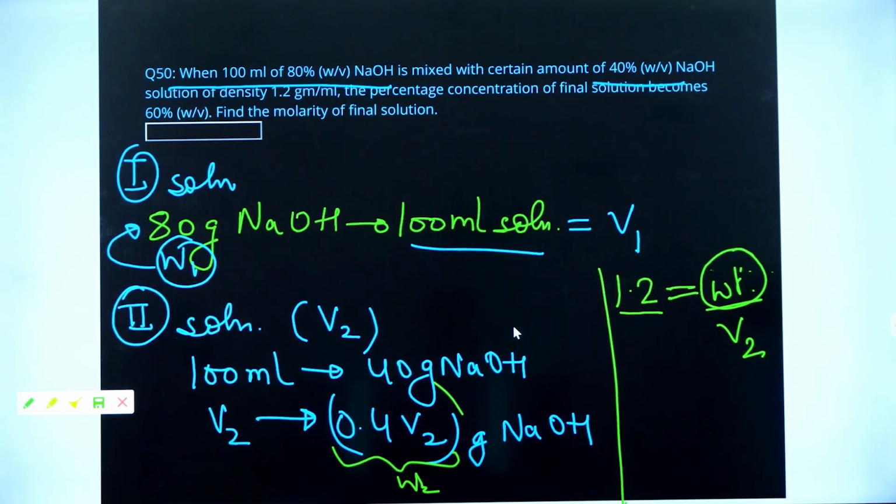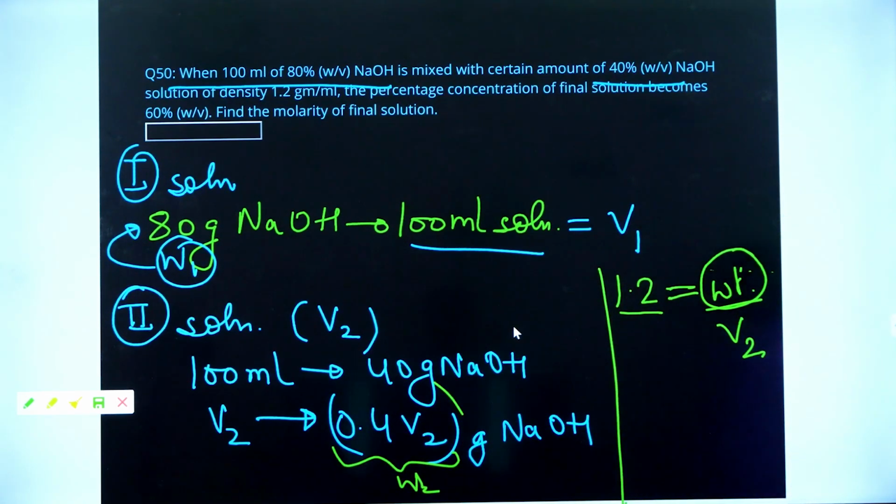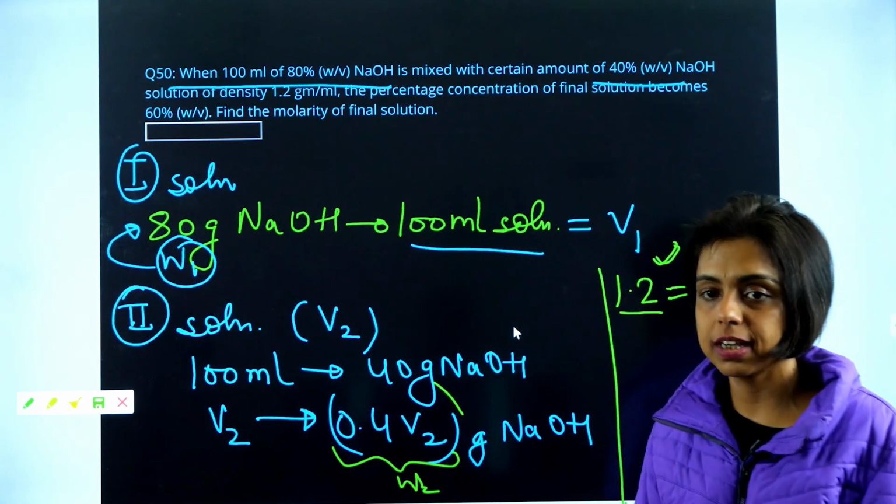Can I write the weight of NaOH in the second solution? The weight of NaOH in the second solution is 1.2, the density, into 0.4 V2. Can I write that? Weight of NaOH in the second solution: 100 ml contains 40 gram. If I am taking V2 ml, that will contain 0.4 V2 grams of NaOH. Done? And this is the density of solution, guys. Right?